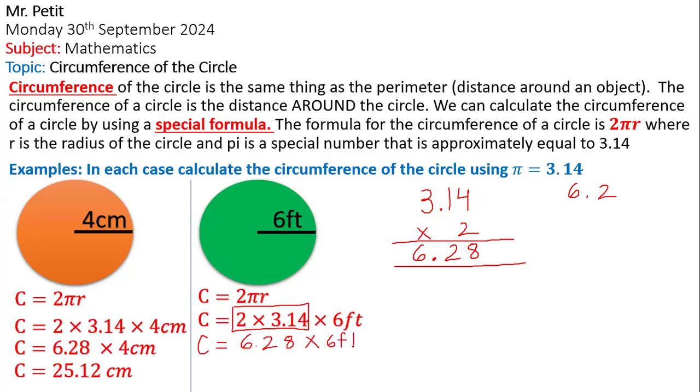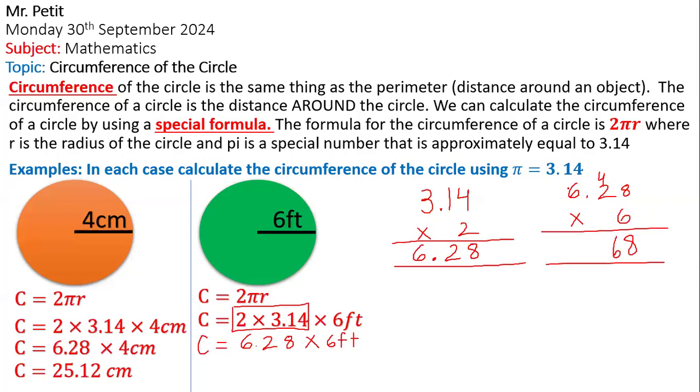And then we take the 6.28. We multiply that by what? 6 feet. So 6.28 multiplied by 6. We say 6 times 8. 48. Put the 8 down, put the 4 up. 6 times 2, 12, plus 4, 16. Put the 6 down.